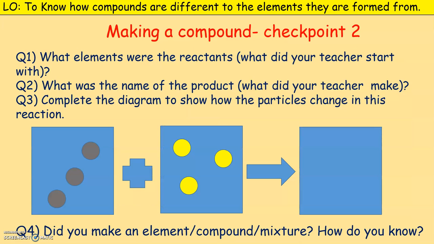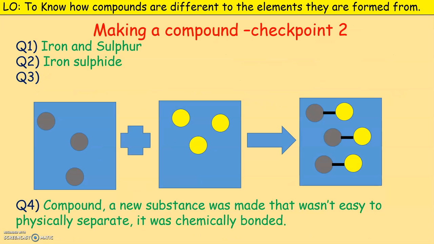Now, let's have a look at these questions again. Okay, checkpoint 2. I want you to pause the video and I want you to answer the question. All right, let's have a look. What we've done is actually to now virtually made iron sulfide. Again, our reactant is actually iron and sulfur, and our product is iron sulfide. And again, we can see that they are now chemically bonded together using the picture to illustrate it.